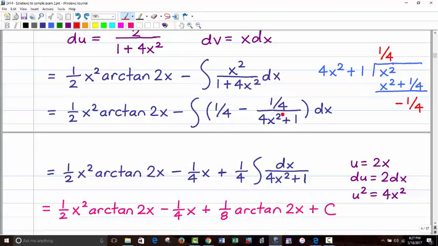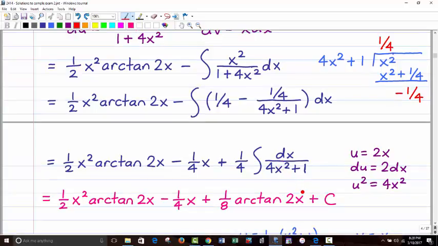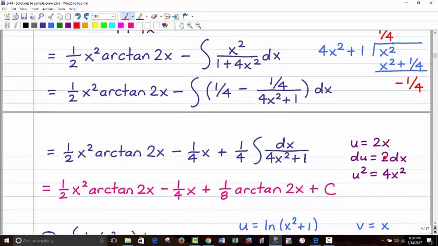Now you come over here. So I just kind of pull the 1/4 out of the way like that. And that's arctan. So you're going to let u be 2x, du will be 2dx, and you see u squared then becomes 4x squared. So you basically have u squared plus 1 on the bottom. So that means your a is 1. But then you have the 1/4 on the outside.